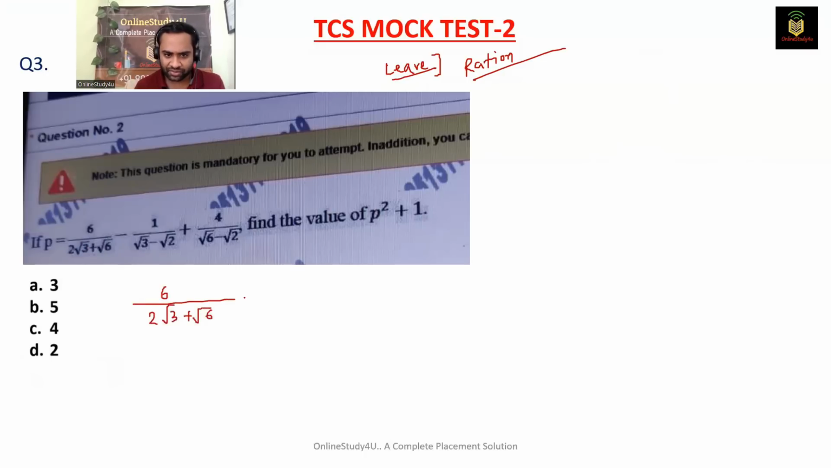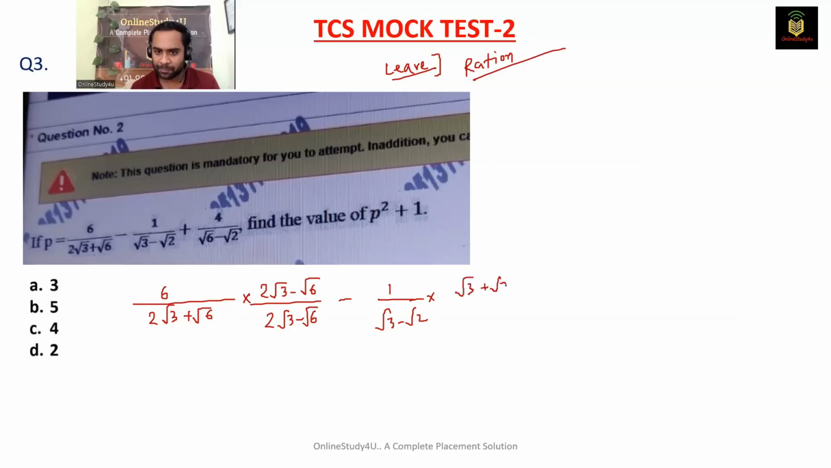Plus root 6. Rationalization means whatever you have in the denominator, write the same thing, just change the sign. Now minus 1 divided by root 3 minus root 2, rationalize this also. You have to individually rationalize, keeping in mind that you need to change the sign. And plus 4 divided by root 6 minus root 2, again keeping in mind that you need to change the sign. That is what rationalization is.